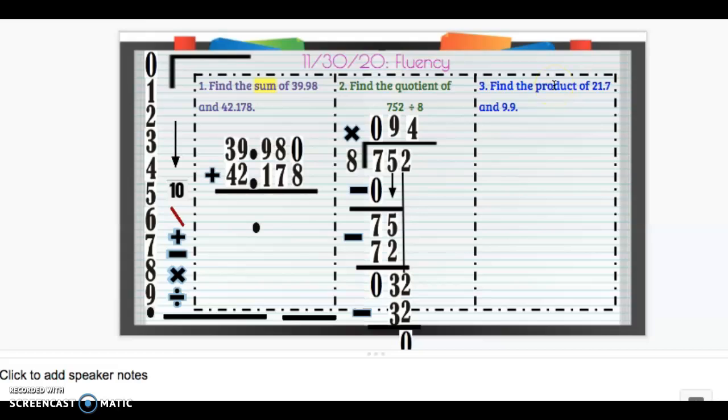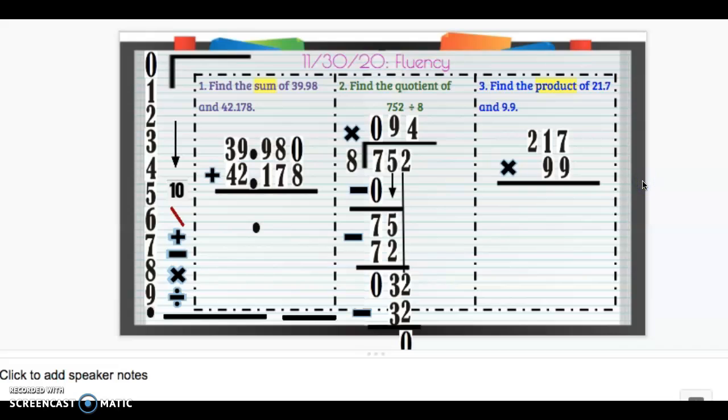Find the product of 21 and 7/10 and 9 and 9/10. So remember, product means multiply. So our first thing we have to do is take out our decimal point and write it without the decimal point. So I have 217. Then I have 99. Put my line, times it. I'm going to start you on this one, but you're going to have to finish it.